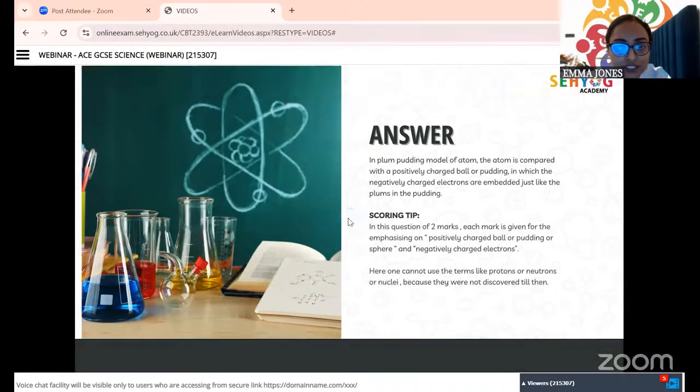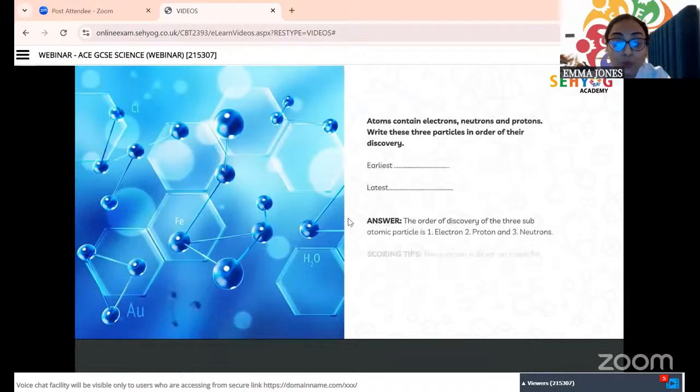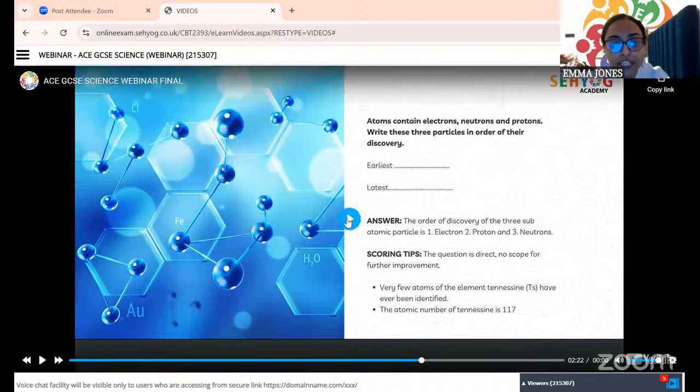We have already mentioned the answer. Now, talking about the various kinds of questions, that question was very easy, but it was asked in a tricky way, so that one might get it wrong. Next, the question asked here is: atoms contain electrons, neutrons, and protons. Write these three particles in order of their discovery.